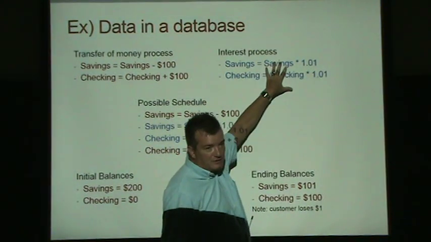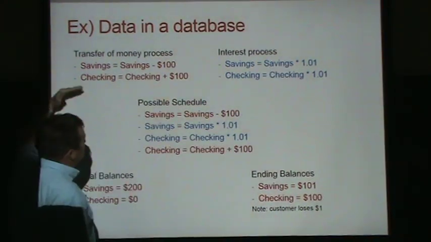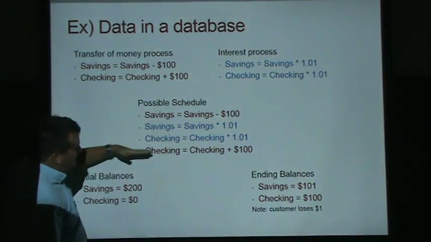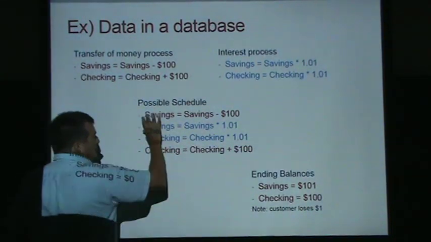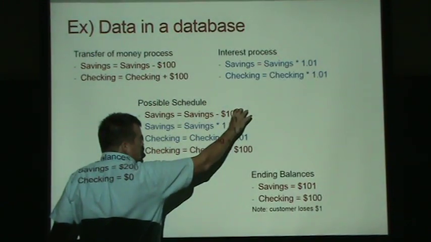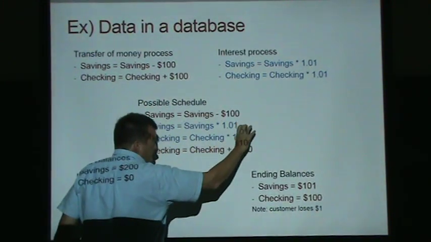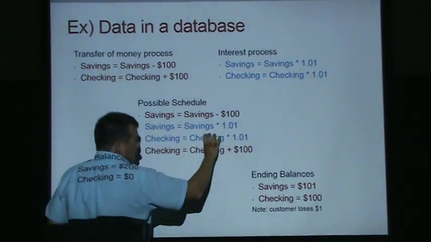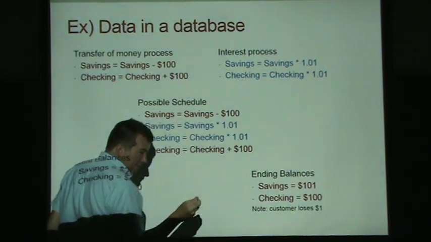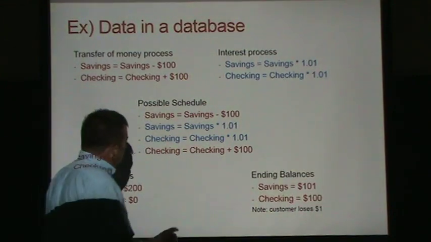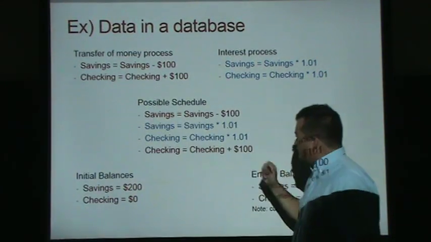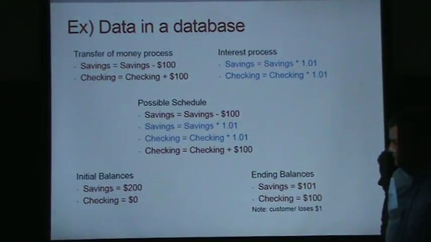Then this process finishes, and we go back and yours picks up where it left off, and you finish down here. So, your savings balance is subtracted $100. Your savings balance is given interest. Your checking account, which has no money in it yet, is given interest. And then your checking account is credited the $100, which came from savings.